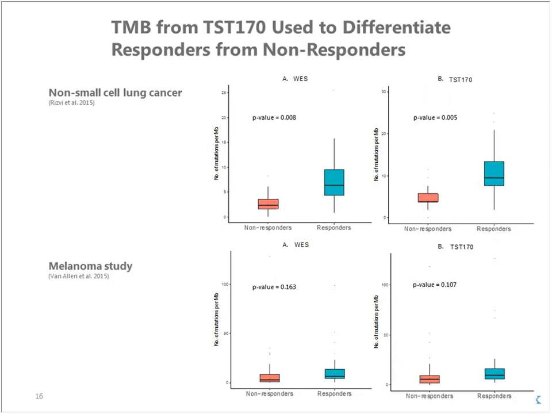This last slide on the TMB validation looks at TMB calculation and using that to differentiate responders from non-responders. And again, using the TST170 capture region, we can show that both in non-small cell lung cancer and melanoma, there's differentiation that we can get, and that differentiation holds true whether we use the whole exome or, again, only the TST170.